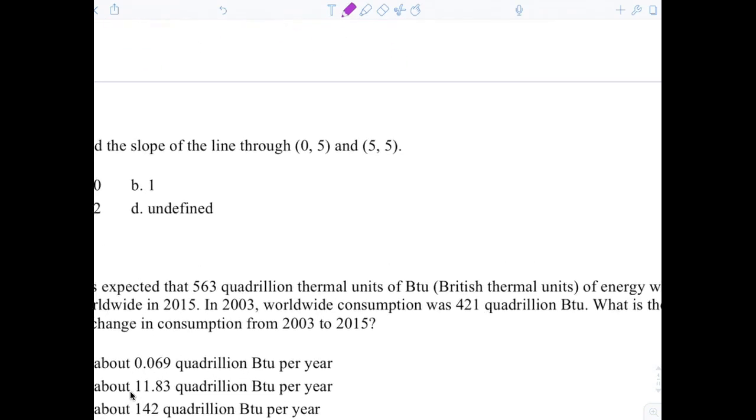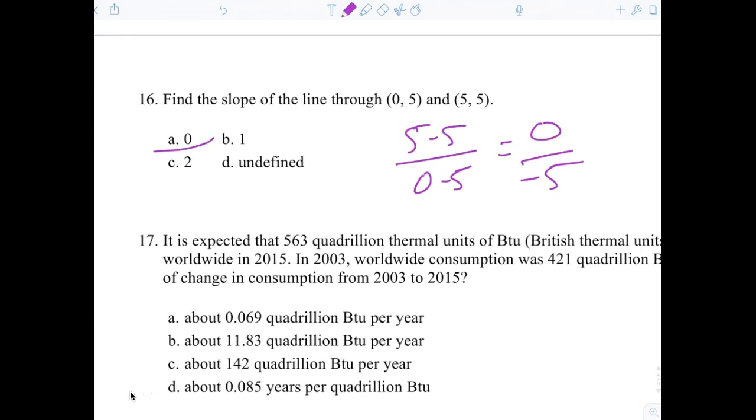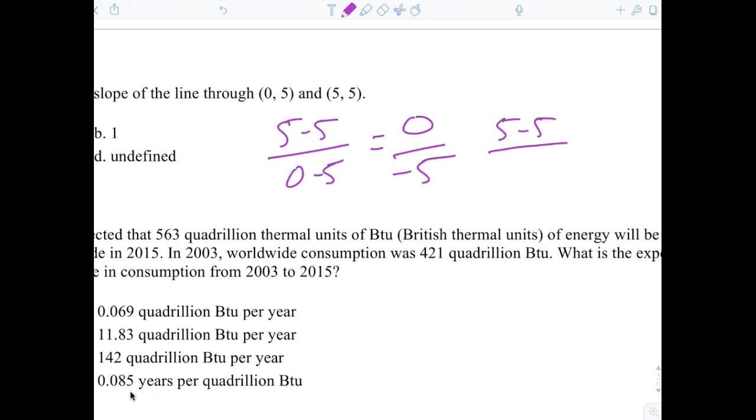5 minus 5, 0 minus 5. 0 over -5, so it is undefined. Remember the difference: it's undefined if 0 is in the denominator, and 0 if it's in the numerator. But if you went the other way, listen to me, it would just be 5 minus 5 over 5 minus 0. 0 over 5 is still 0. Right?